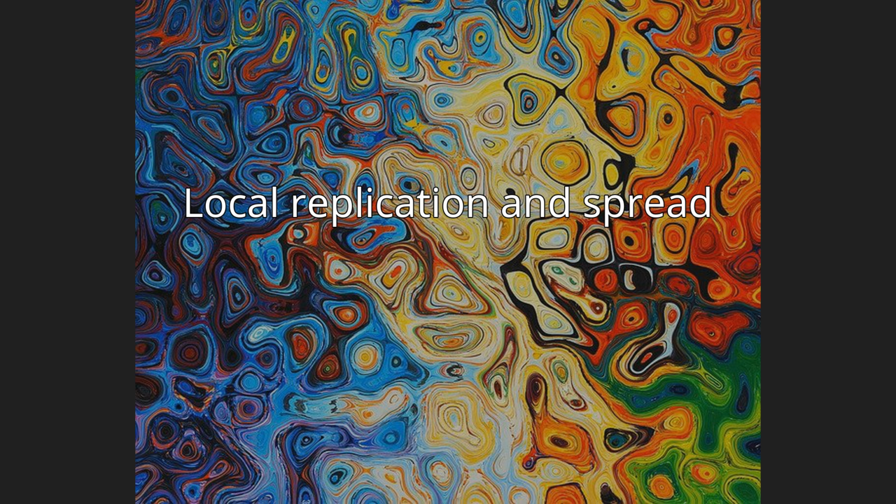Local replication and spread. Following initial entry to the host, the virus hijacks the host cell machinery to undergo viral amplification. Here, the virus must modulate the host innate immune response to prevent its elimination by the body while facilitating its replication. Replicated virus from the initially infected cell then disperses to infect neighboring susceptible cells, possibly with spread to different cell types like leukocytes.